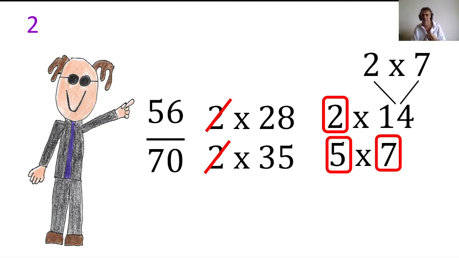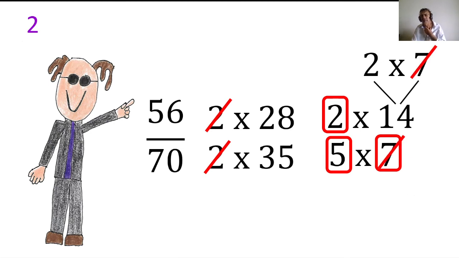Divide by 2 gives us 2 times 7. Now, are there any common factors? Well, the answer is, 7 is a common factor. There are 2 7s, so we cancel the 7s.